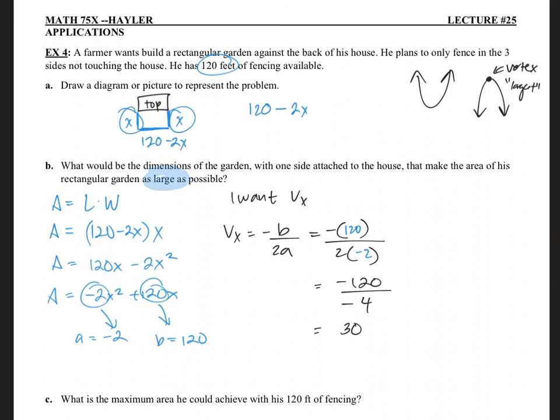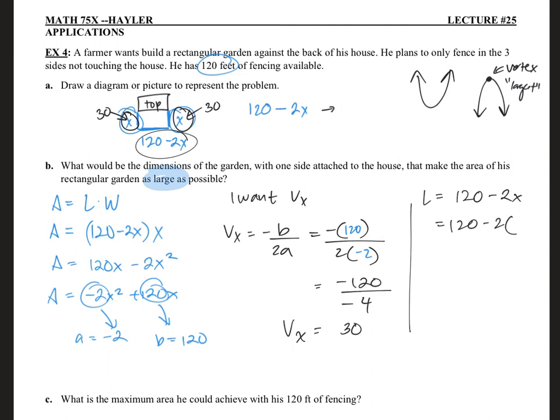So my x value equals 30. This is going to be 30, and the other one was also x, so that'll also be 30. The question is, what is this value? Well, let's plug 30 into this equation. Let me do that on the side here. The length equaled 120 minus 2x. So that's going to equal 120 minus 2 times 30. We're solving for the length here. 120 minus 60, so 60. So the length is 60.